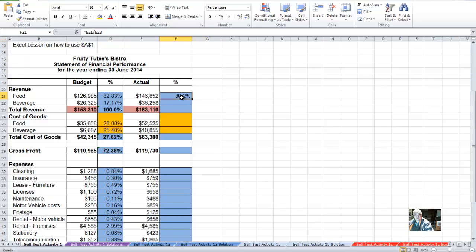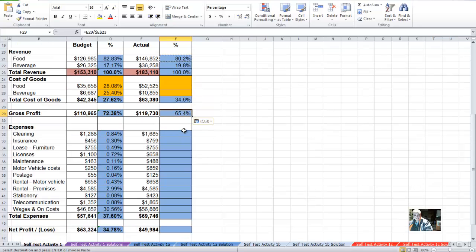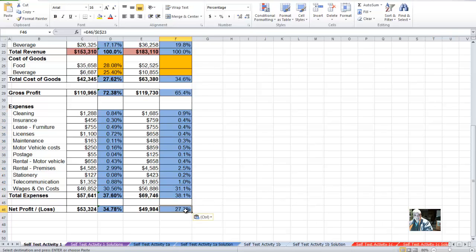So this is the fast way of doing it, and we press F4, which puts a dollar sign in front of the E and a dollar sign in front of the 23. So when I copy it down, it stays the same. I'm only going to copy it to the blue bits because they're relevant, and that saves me a lot of time. And it's always to 2 decimal places, so just remember that.